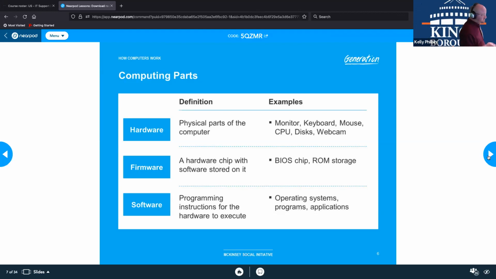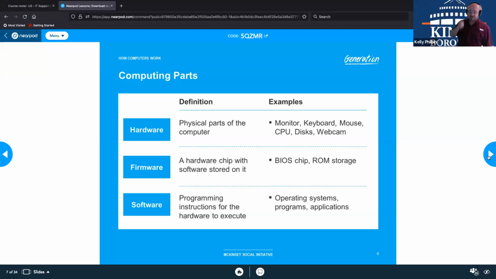Then we have a middle ground, which is called firmware. And that is a hardware chip that has software stored on it. The two best examples for this would be ROM storage, which stands for read-only memory, which technically or historically speaking meant it was information that could not be changed, although that is not necessarily true now, but the name still remains. So read-only memory. And then you have the BIOS chip, which stands for Basic Input Output System.